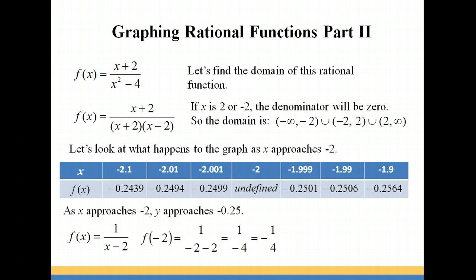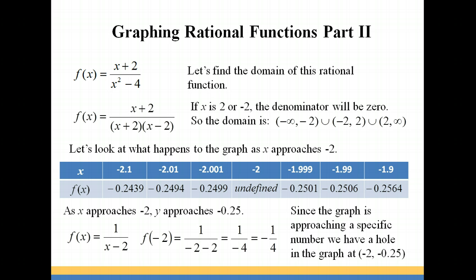The two functions, (x plus 2) over (x squared minus 4) and 1 over (x minus 2), have similar graphs. They will behave in exactly the same fashion for every single point of x except at x equals negative 2. That's the point at which the original graph is undefined, but the simplified version is defined. So instead of having an asymptote, as we normally expect at undefined values, we simply have a hole in the graph at the point negative 2, negative 1/4.